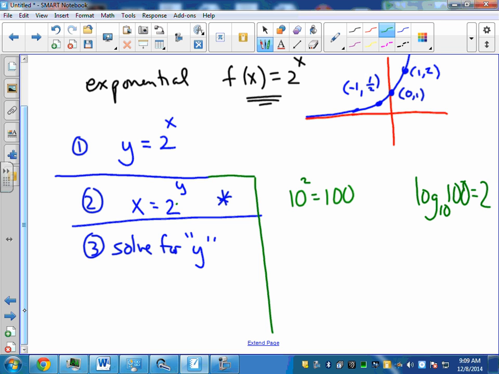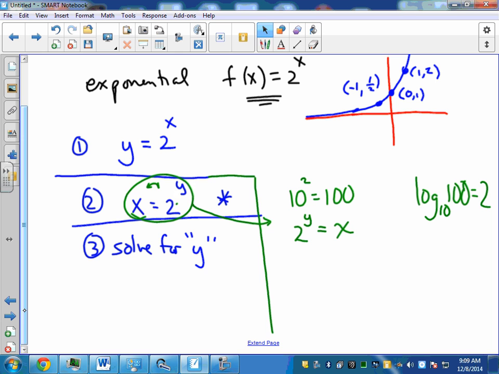So if we sort of match this equation up with this, we see I have 2 to the y is equal to x. And again, I've sort of swapped around the equal sign here. I know I can do that. 2 to the y is the same as 2 to the y is equal to x. And the reason I did that was because now you can easily match up.